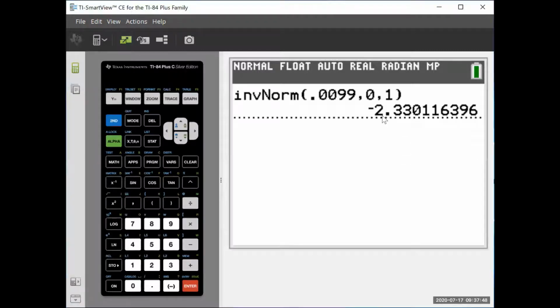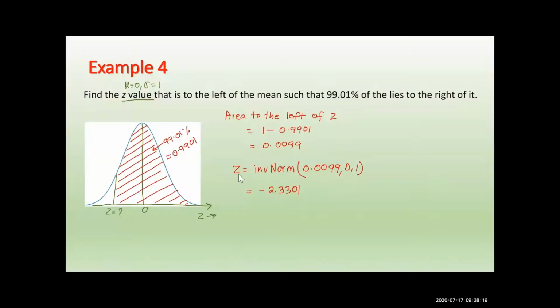And then hit enter. We got a negative value because it was to the left. And we got negative, let's write it down, negative 2.3301, if you round it to 4 decimal places. So we got our z-score negative 2.3301 because it is to the left of 0. So the value will be negative. So it is negative 2.3301.